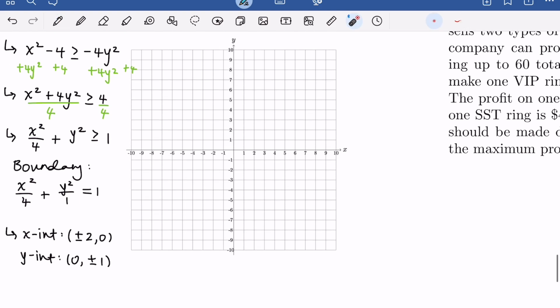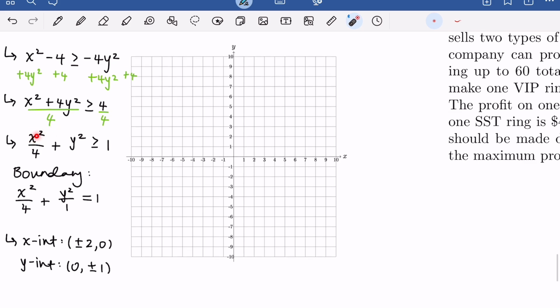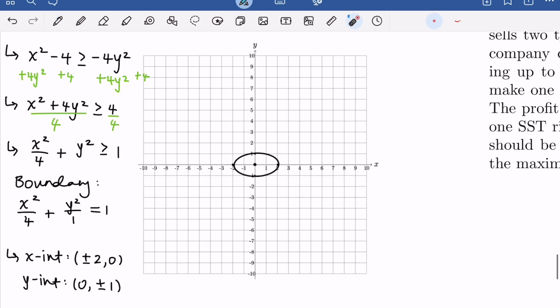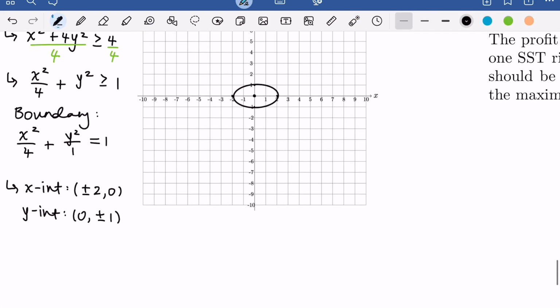And then we also know that the center of this ellipse is going to be the origin, since we have just x squared and y squared here and we don't have our h or k coordinates. So our center is given by this, and we're just going to plot our x and y intercepts. So we have a small ellipse that looks like this. All right. Now from here, we want to figure out if our solutions lie within this ellipse or on the outside of it. We can do that by picking a test point.